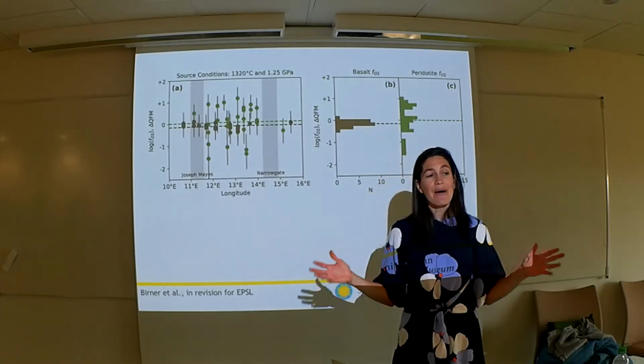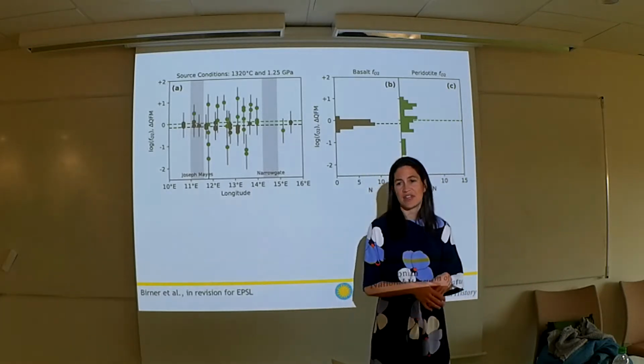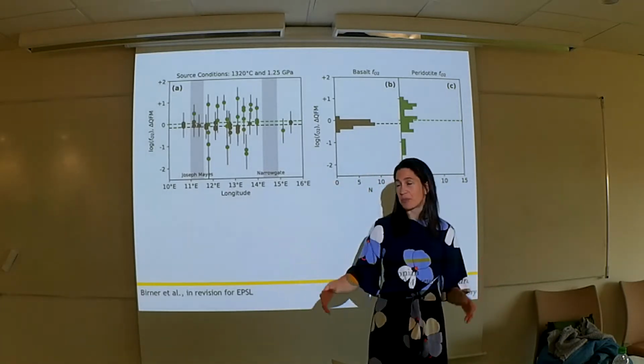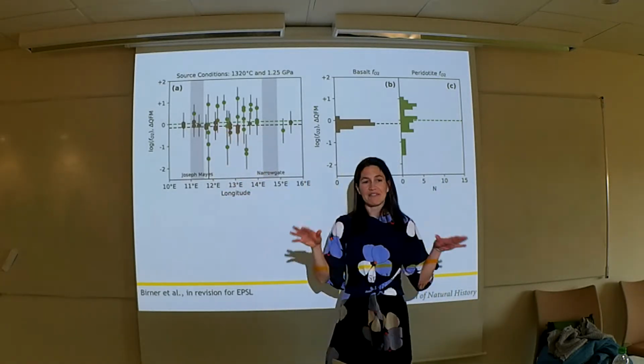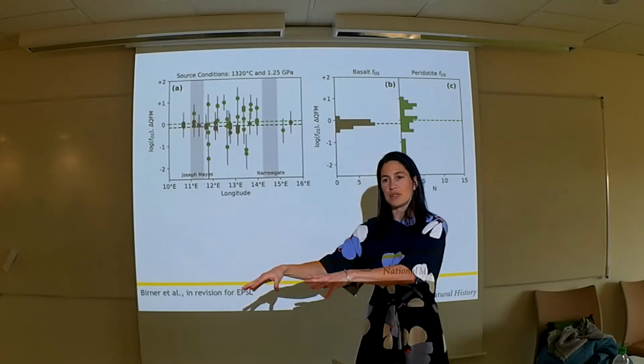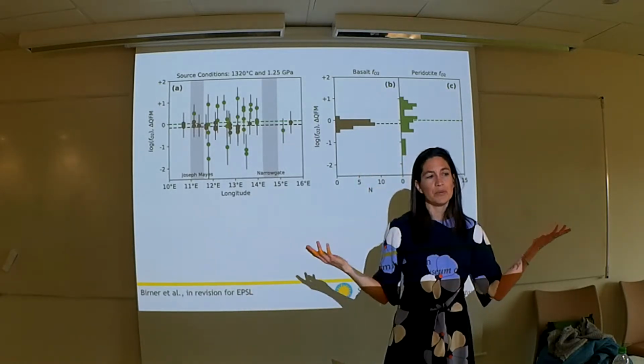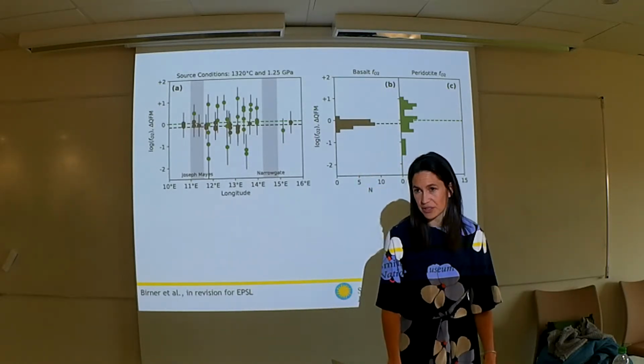The question is, how heterogeneous is mantle oxygen fugacity on a global scale for the peridotites? Is this dynamic range present everywhere? Are there regions that are more reduced and others that are more oxidized? And would we see that in our geophysical observations?